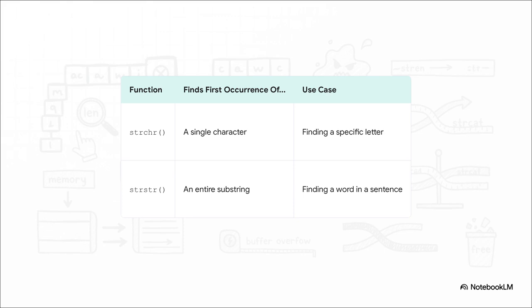And finally, let's look at how we find stuff. If you're looking for just one single character, kind of like a needle in a haystack, your tool is strchr. But if you need to find a whole word inside a sentence, an entire substring, then you're going to want strstr. These two are your go-tos for digging through text.